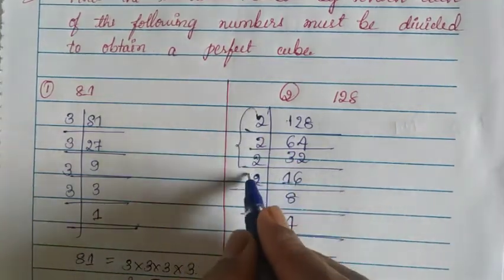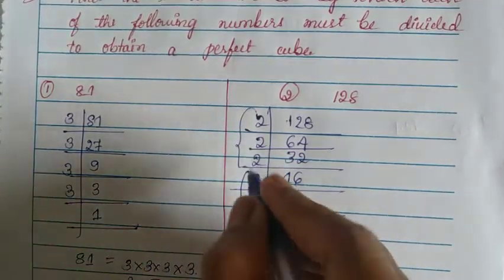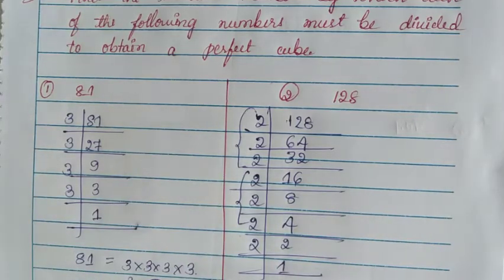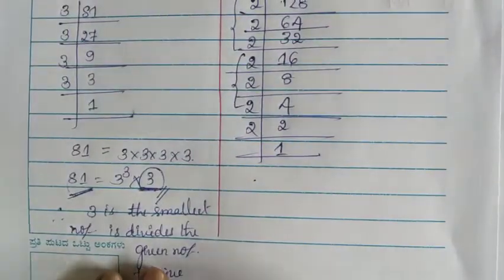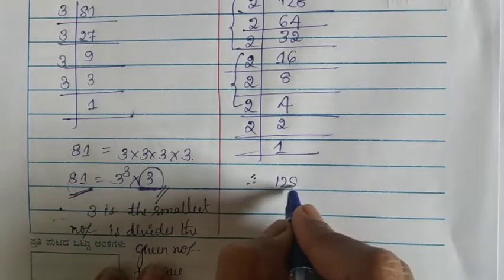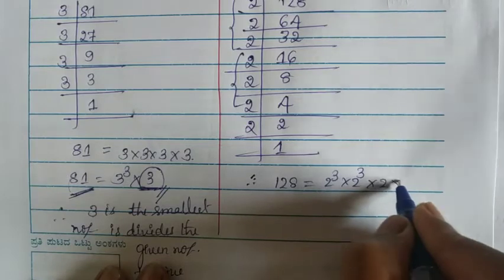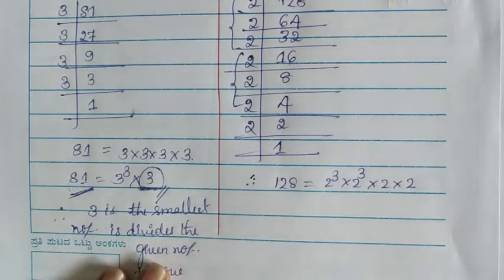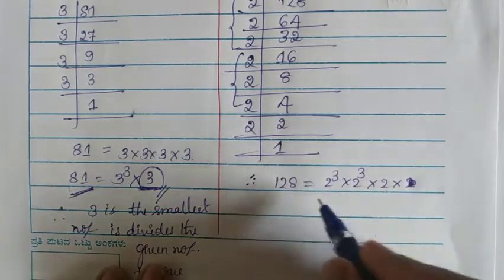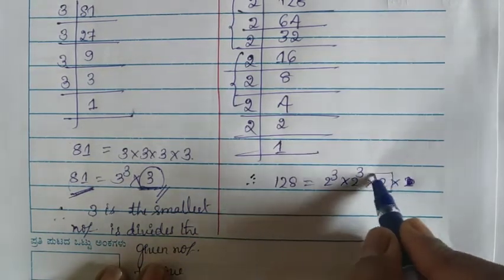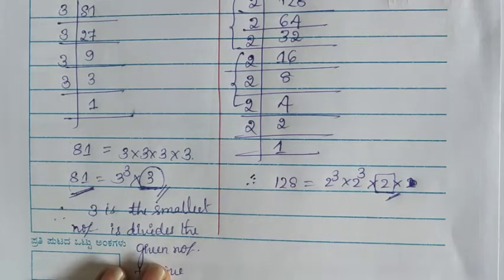Now grouping the numbers, after we write here, grouping the 2s in threes like this. Yes, now 128 is written as 2 cube into 2 cube into 2 into 2. Here only 1 2 is there. Yes, 2 cube into 2. Which number is remaining here? Yes, 2 is extra, 2 is remaining here.